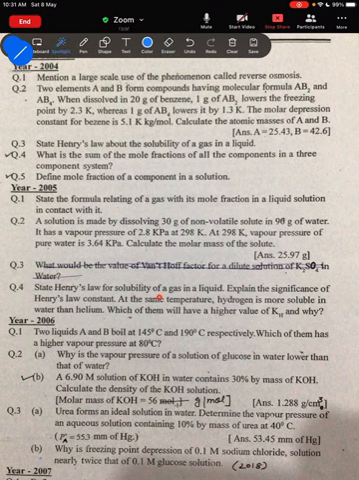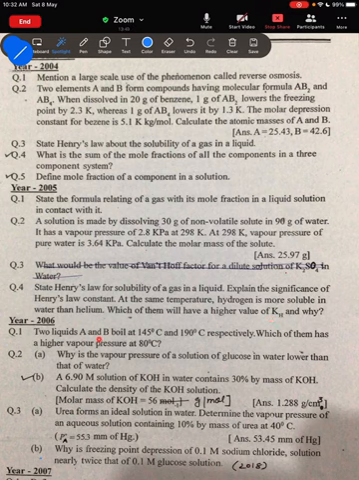State Henry's law, and explain the significance of Henry's law constants. As KH increases, solubility decreases. That is the significance. At the same temperature, hydrogen is more soluble in water than helium. Hydrogen is more soluble means KH value is lower. Helium is less soluble, that means KH value is higher. Which of them will have higher value of KH? That is helium. Why? KH and solubility are inversely proportional.